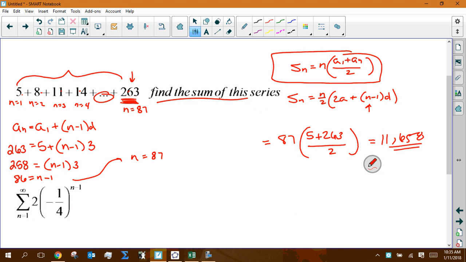11,658. So we know the first 87 terms of this sequence go 5, 8, 11, 14, 17, 20, 23, 26, all the way to 263. Add all those objects up, and you'll get that number right there.